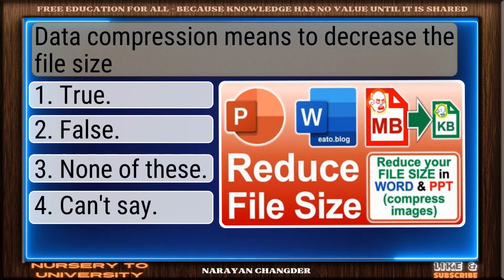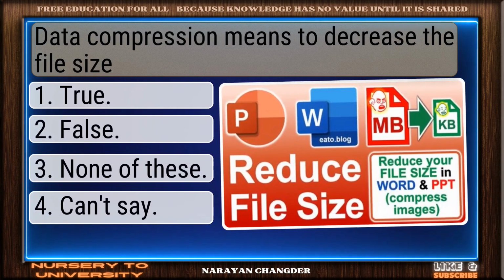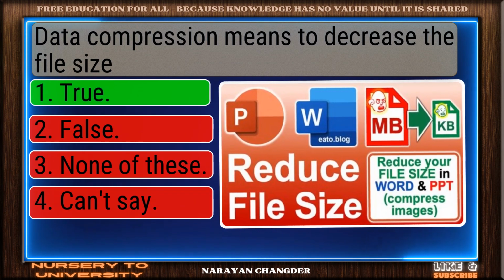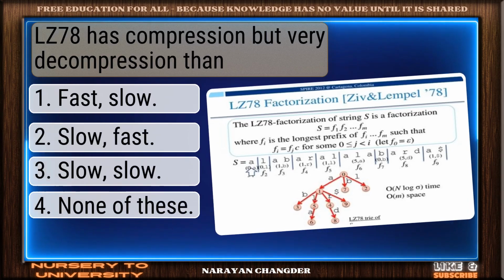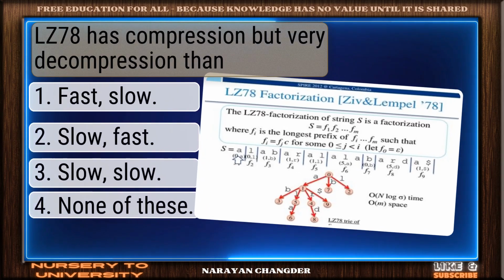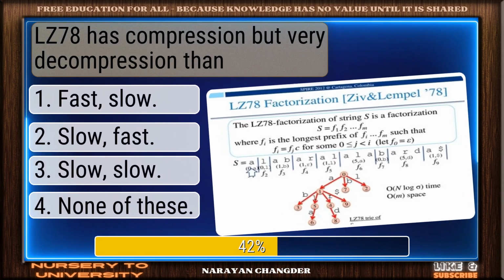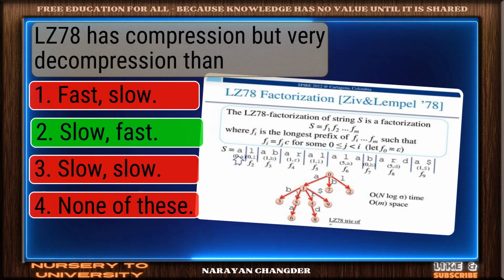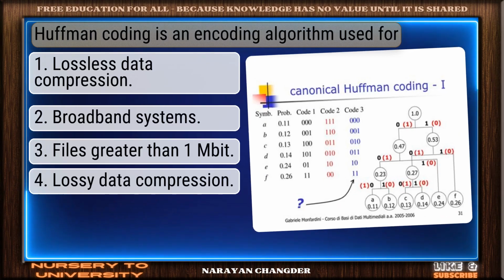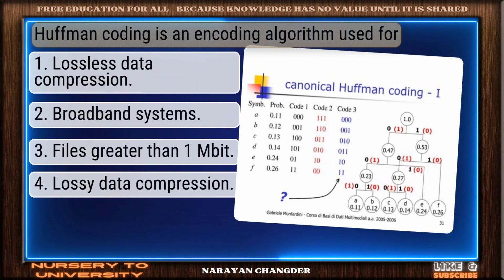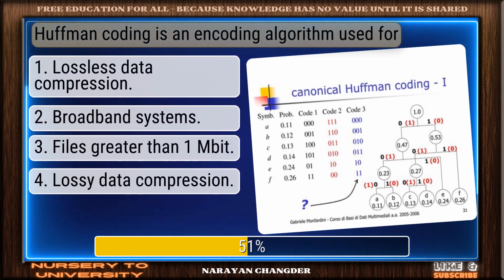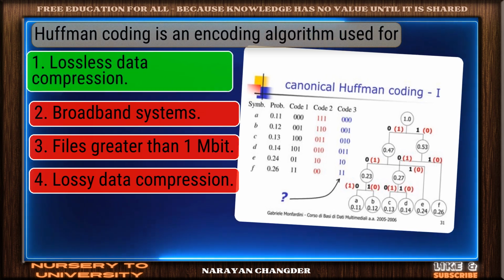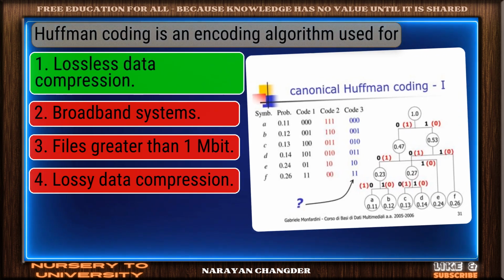Question number 63. Data compression means to decrease the file size. Nice work. You chose true and it is correct. Question number 64. LZ78 has dash compression but very dash decompression than? Nice selection. Slow, fast is the correct and valid answer. Question number 65. Huffman coding is an encoding algorithm used for. Exactly. Lossless data compression makes sense and it is the right choice.